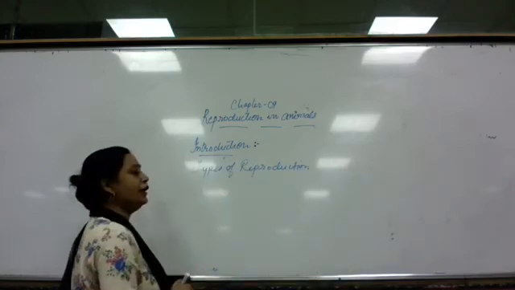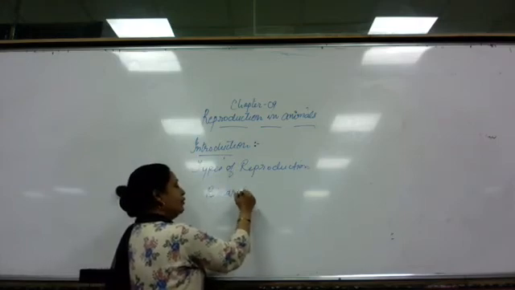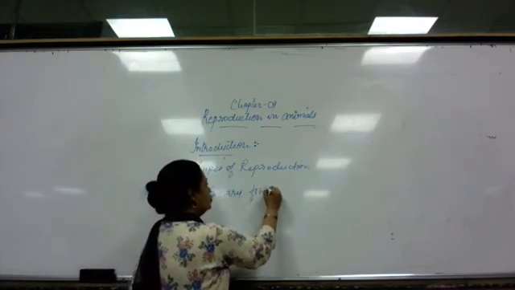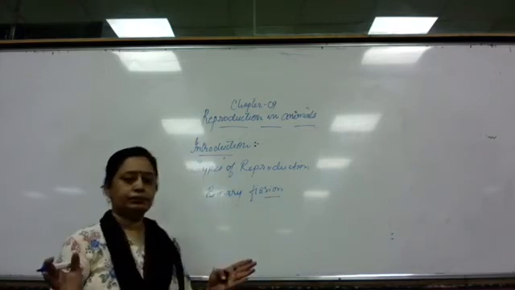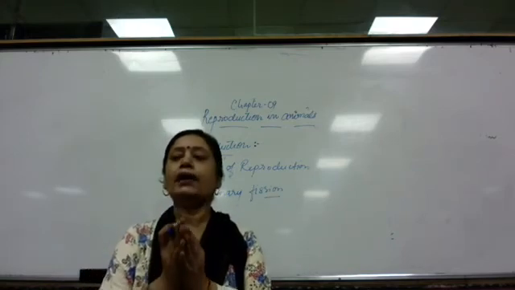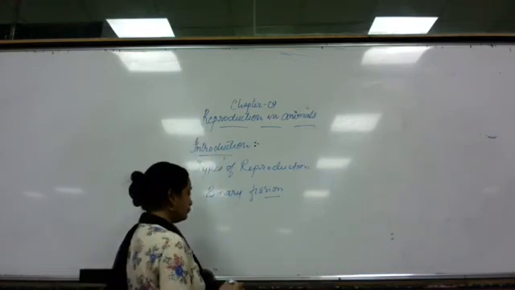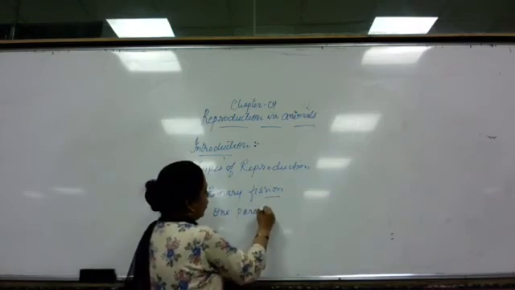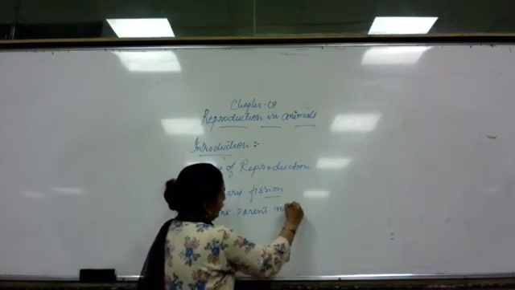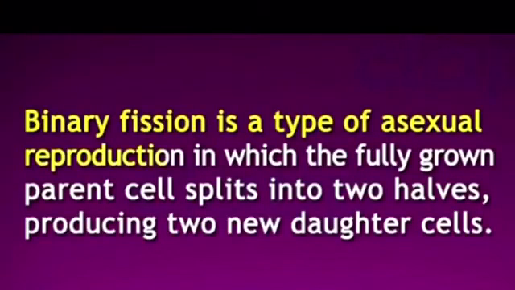Next is binary fission. If you understand the literal meaning, bi means two, fission means split or division. When a body divides into two, that is called binary fission. In this also one parent is involved. Last year you have seen it takes place in amoeba. There are many other examples, paramecium, etc.